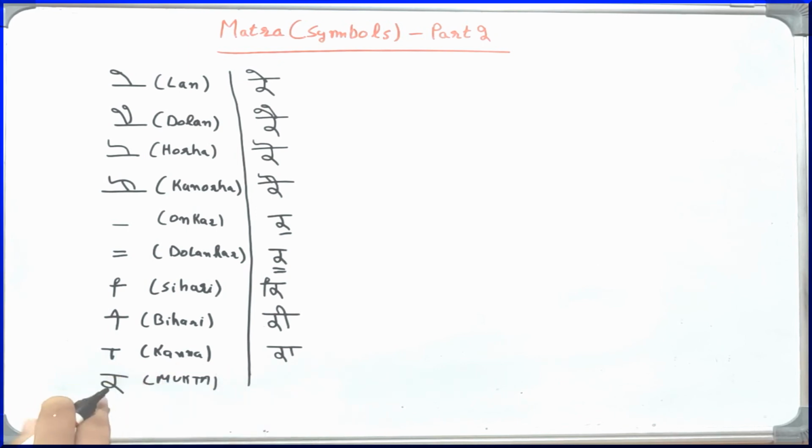This is my Kakka, and if no symbol is attached, or no matra is attached, then its sound will be ka. Mukta means no symbol is attached. It doesn't mean Mukta means Kakka. It can be any letter, any letter where we have not attached any matra. That is our Mukta. So without any matra, Kakka will give the sound of ka. Now, let's see the different sounds of the matras.